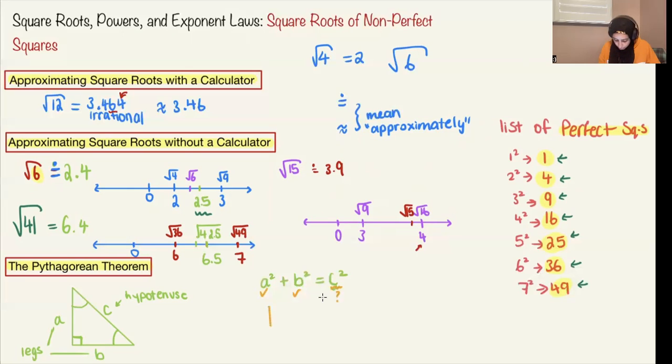Let's say you're given a triangle like this. Here's your right angle triangle. And you're given, for instance, b is equal to 7. You're given c is equal to 9. And you're asked, what is this? What is this side?